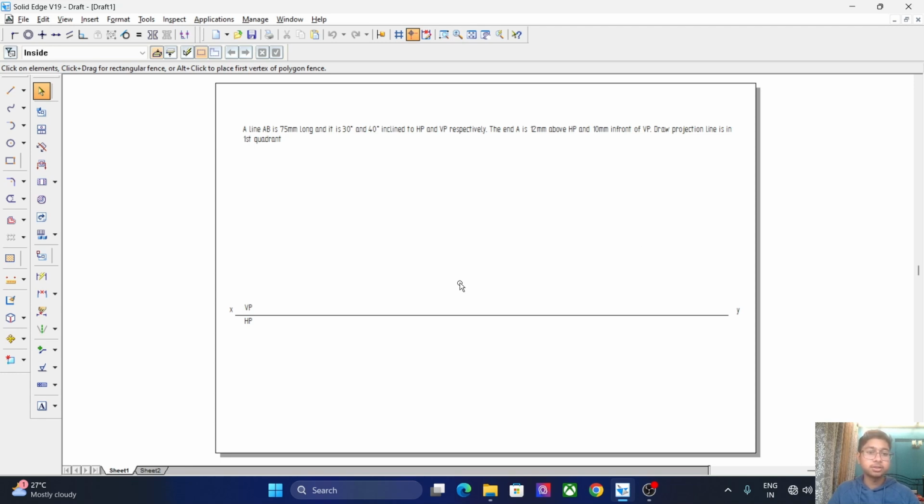So the first question is: a line AB is 75 mm long and it is inclined at 30° and 40° to HP and VP respectively. The end A is 12 mm above HP and 10 mm in front of VP. Draw the projections of the line, in the first quadrant.